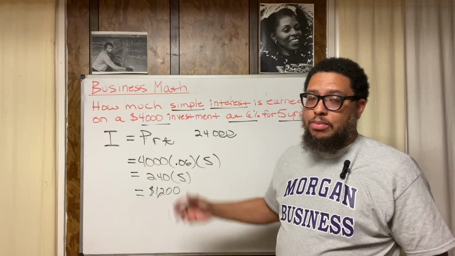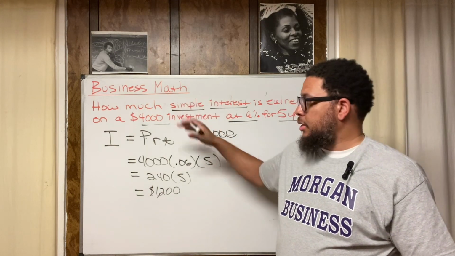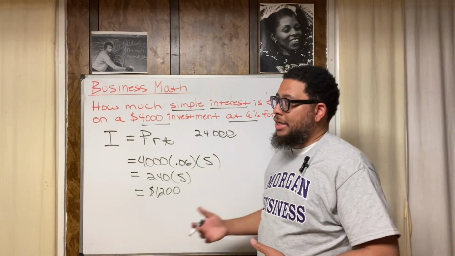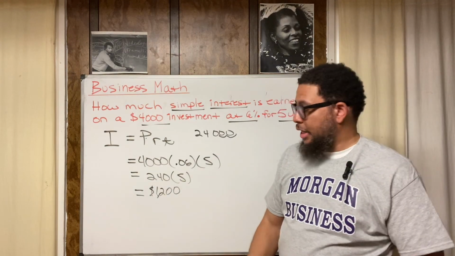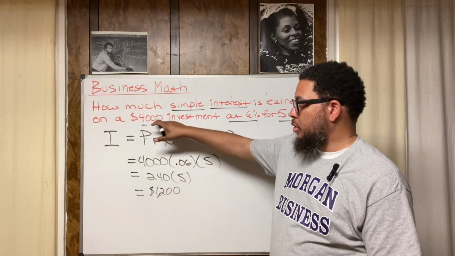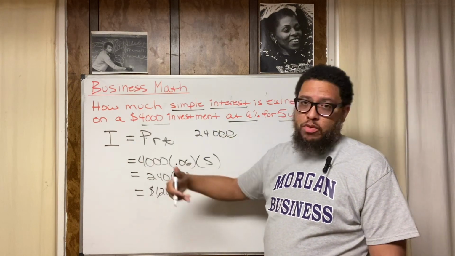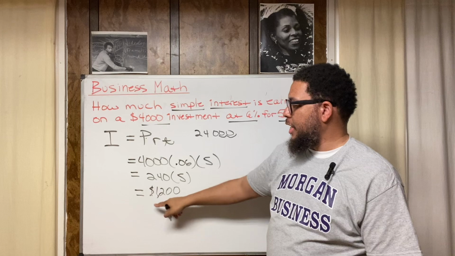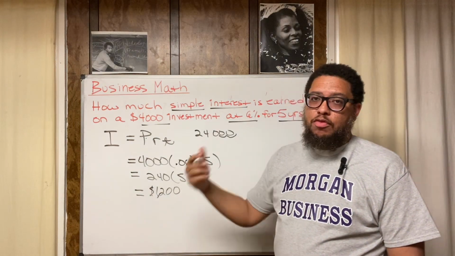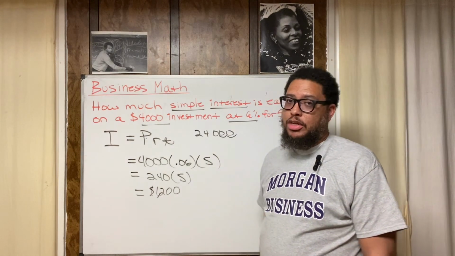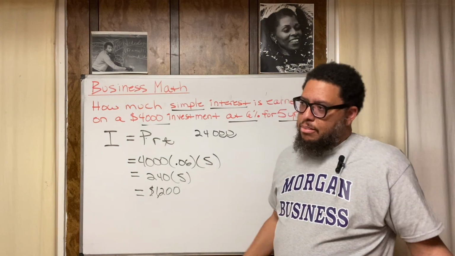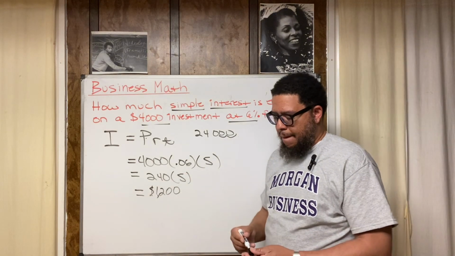Now, another question you might see with a problem like this is, what's the value of the investment after 5 years? Notice they didn't say that. They said, what's the interest? The interest is 1,200. But remember, you put up 4,000 from the rip. So since you put up 4,000 from the rip, you would add the 4,000 with the 1,200, and that would be 5,200. So that would be the value of the investment. So at the 5 years, you turned 4,000 into 5,200. That's good money.